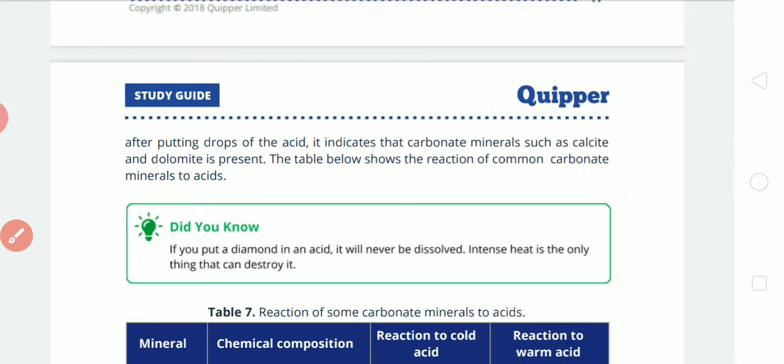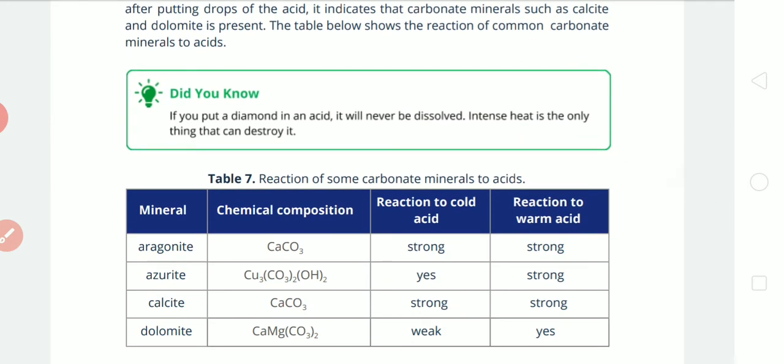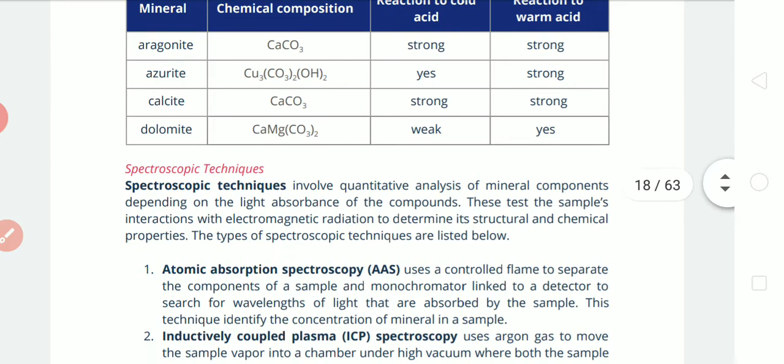So we have here, if you put a diamond in an acid, it will never be dissolved. Intense heat is the only thing that can destroy a diamond. So these are some of the reactions of carbonate minerals to acid. So you can just read it.